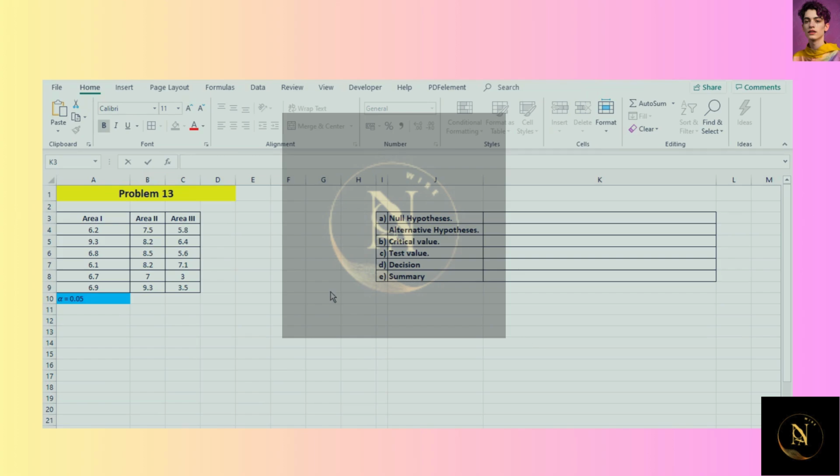Now, the first thing we need to do is to give the null hypothesis and the alternative hypothesis. So the null hypothesis is mu1 equals mu2 equals mu3. This is to say that the means for the 3 different areas, area 1, area 2, and area 3, are equal. Then the alternative hypothesis is that at least one mean is different from the others.